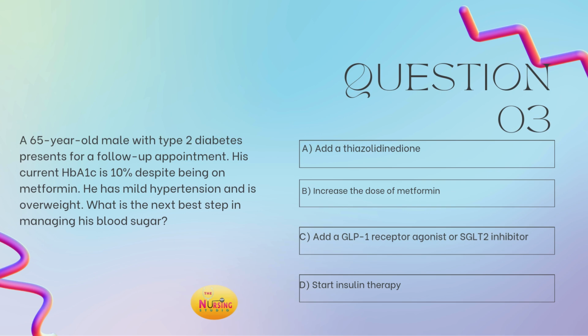All right, and lastly, question number three, a 65-year-old male with type 2 diabetes presents for a follow-up appointment. His current A1C is 10% despite being on metformin. He has mild hypertension and is overweight. What is the next best step in managing his blood sugar? Is it A, add a thiazolidinedione, B, increase the dose of metformin, C, add a GLP-1 receptor, or D, start insulin therapy.